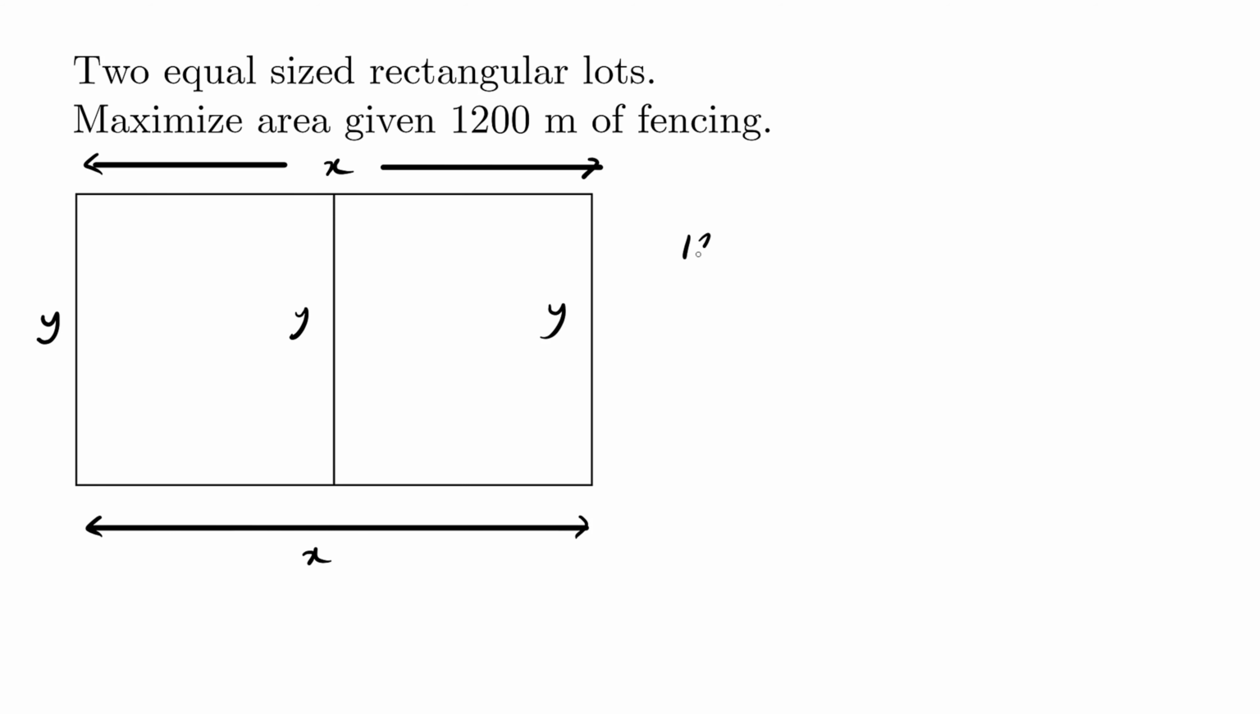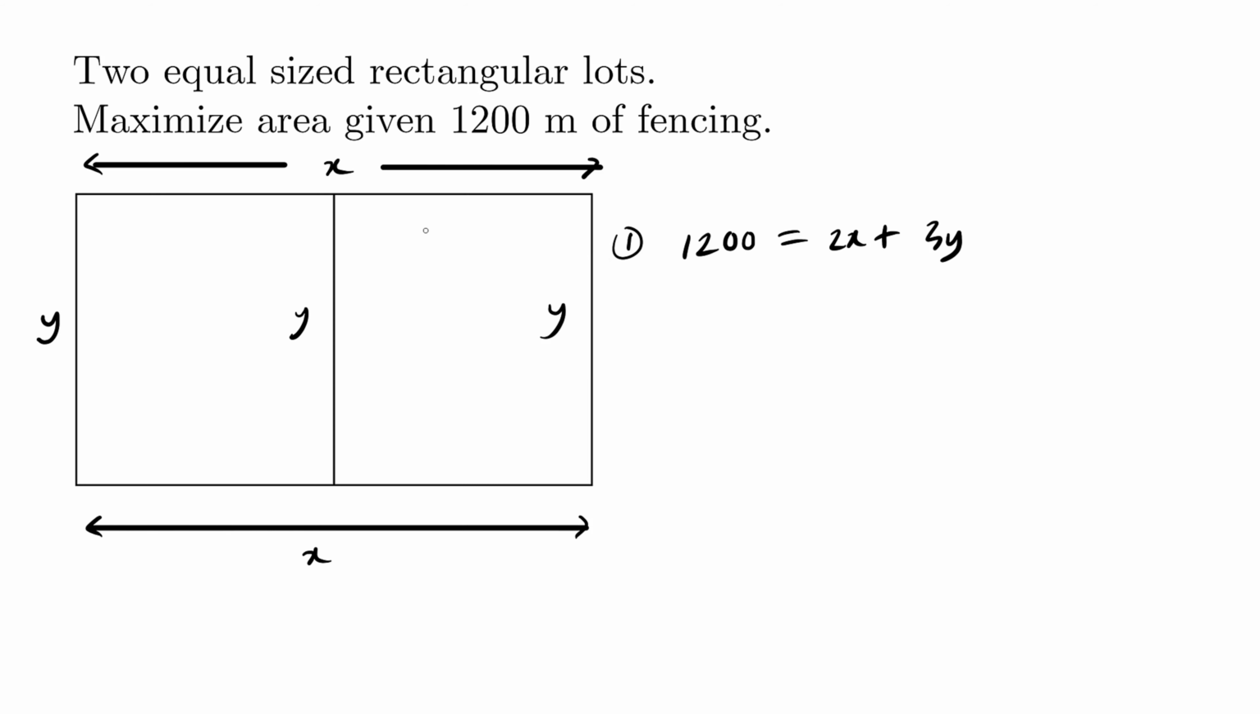So the perimeter, which is 1200, is a total which represents 2 X's, top and bottom, plus 1, 2, 3 Y's. So there's our first equation.